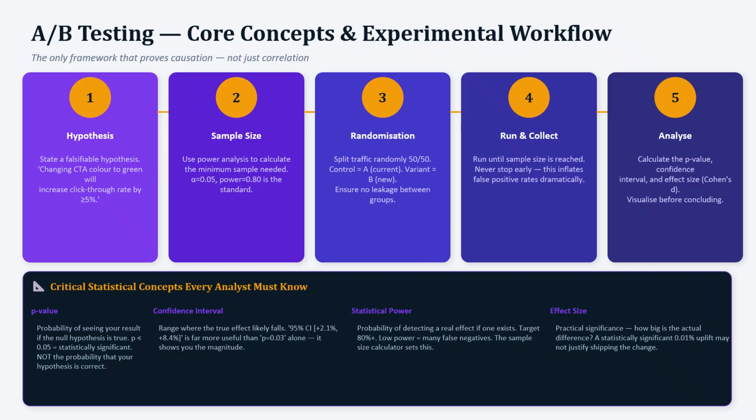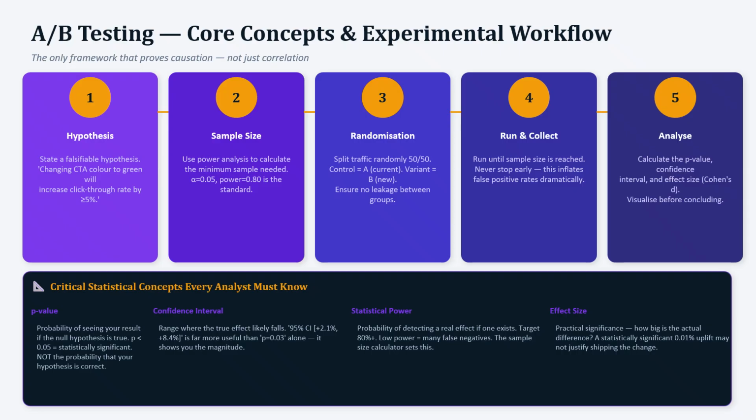Step two is the sample size calculation. This is where most amateur experiments fail. You cannot just run the test until you see the results you like. We have to calculate the required sample size in advance using the expected effect size, the significance level, and the statistical power. Step three is randomization. Truly random assignment is what makes the A/B test causal. If the groups differ on any systematic dimension, your result is going to be confounded.